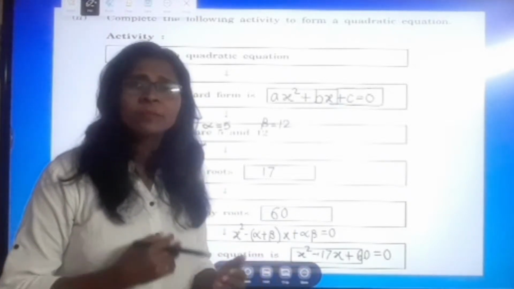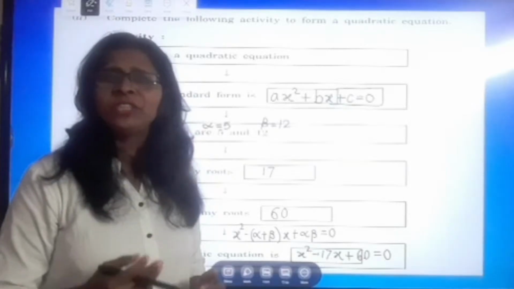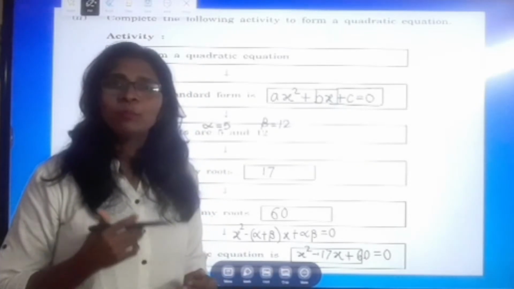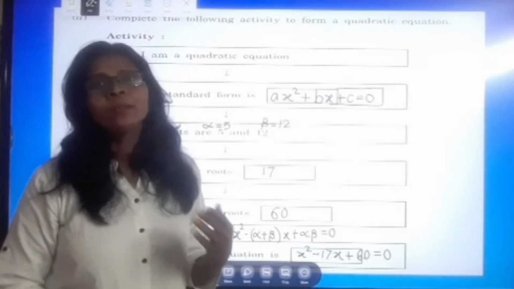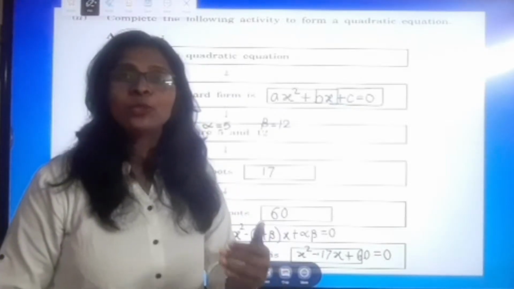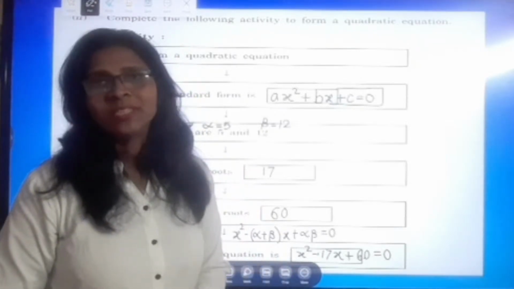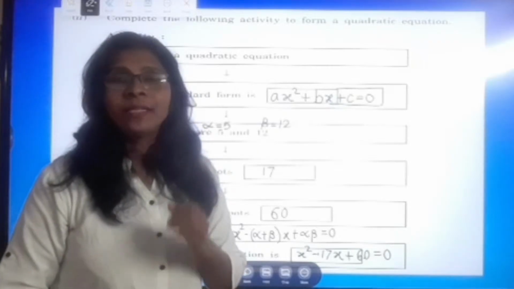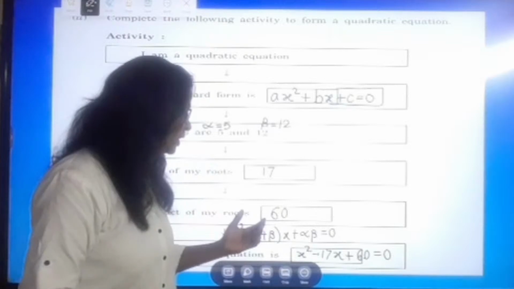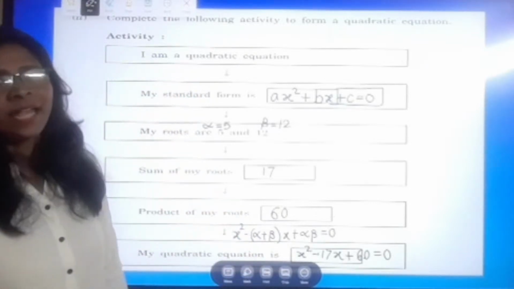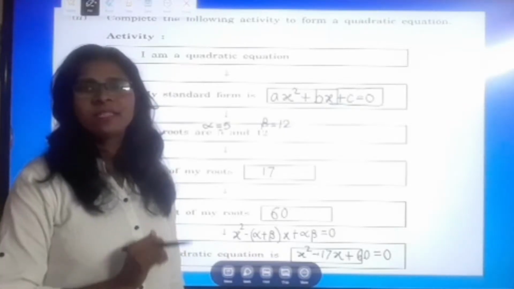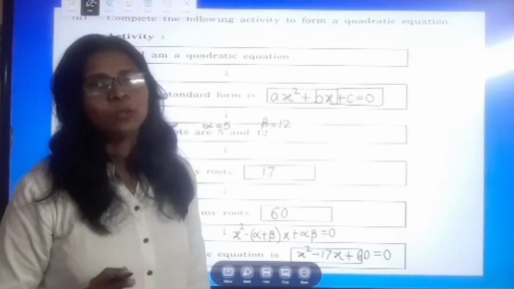See how much advantage there is. It is beneficial that you solve the previous year board questions. You get an idea. If you get more and more practice, then you get an idea how we can solve the March 2026 board paper, and how we can get 100% result in the maths paper. Okay students, so this is our final answer: the formation of the quadratic equation is x square minus 17x plus 60 is equal to 0.